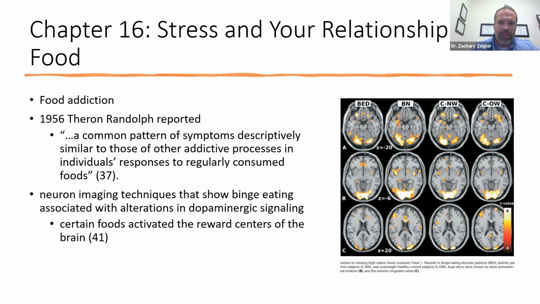The concept of food addiction was reported as early as 1956. Now, essentially everyone feels like this is factual, mainly because we have these neuroimaging techniques where we can give certain foods to people, and we see that there are different areas of the brain.